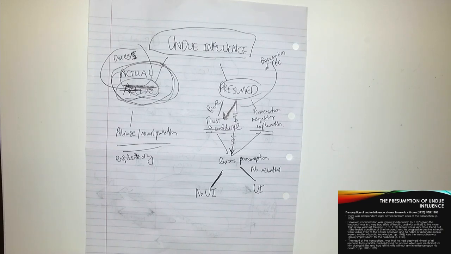Brown was a very close friend. The feeble condition and progressive decline in health was visible even to the casual observer, and habits of alcoholic excess were a matter of public knowledge. And the transaction was grossly improvident for the husband. So the result of the transaction was he had deprived himself of all recourse to his capital, had obtained an income which was insufficient for him during his life, and had left his wife without any inheritance upon his death.